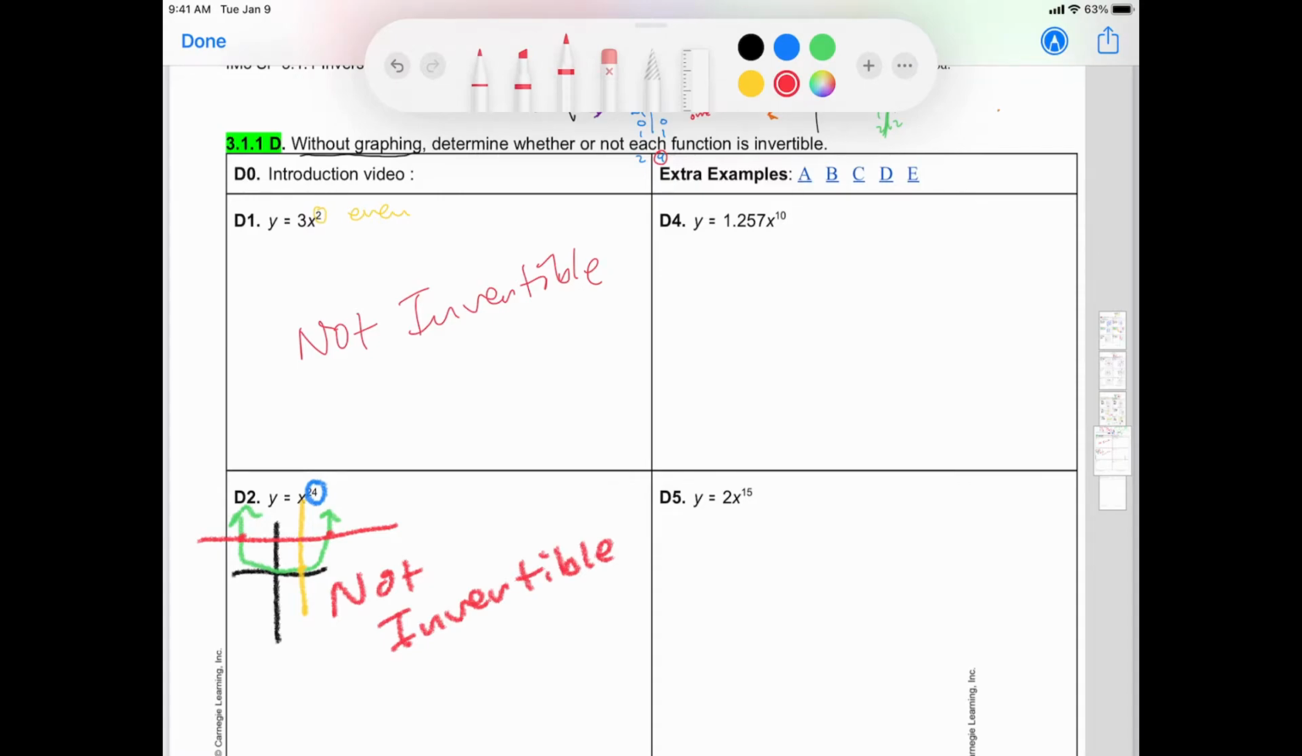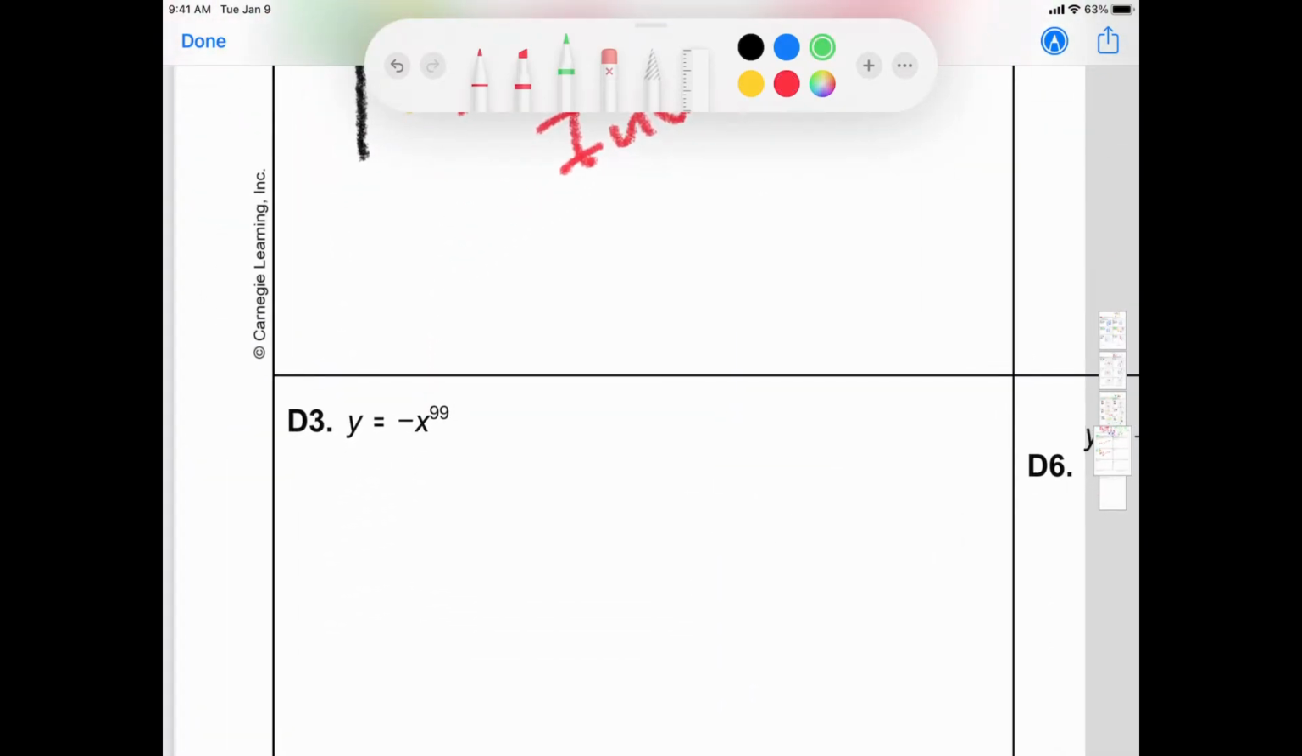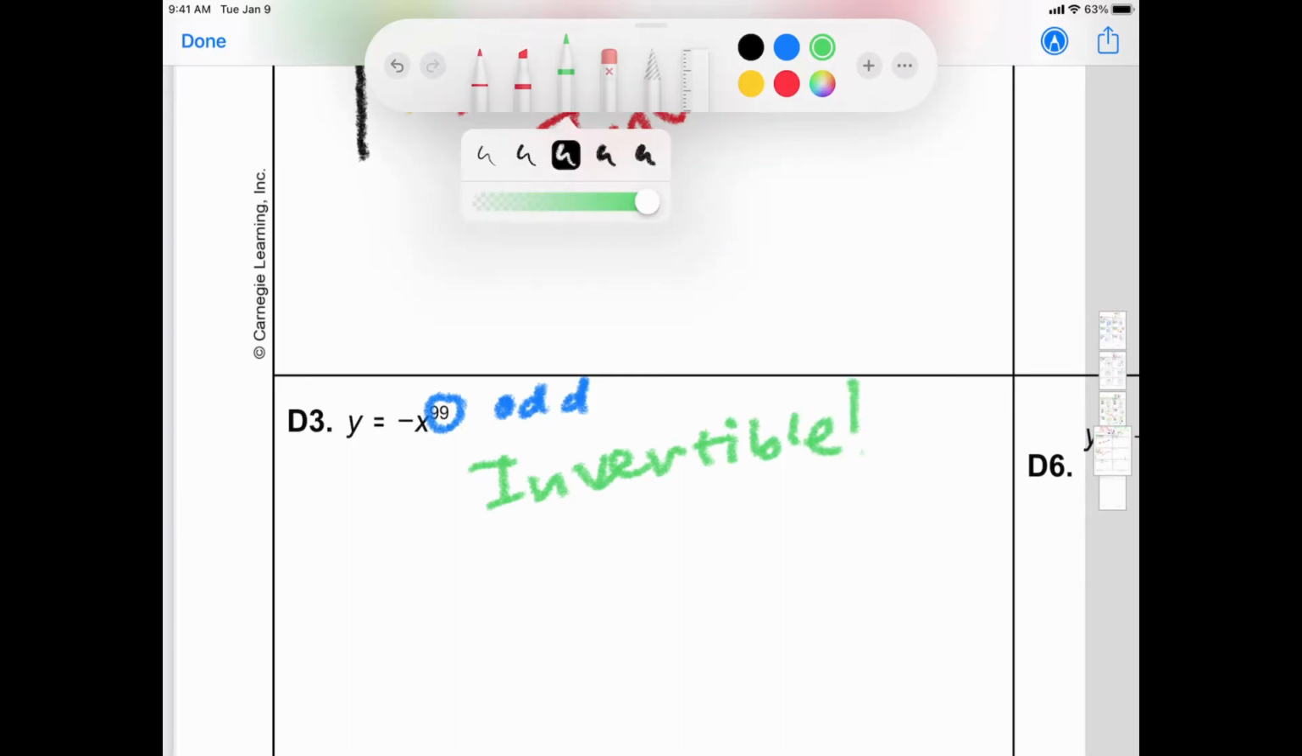All right, D3, without graphing, we need to determine whether or not each function is invertible. We just need to first locate the degree. The degree here is an odd, and odds are invertible. Remember, we're not supposed to graph, but we can. If you actually graph this, this is an odd.